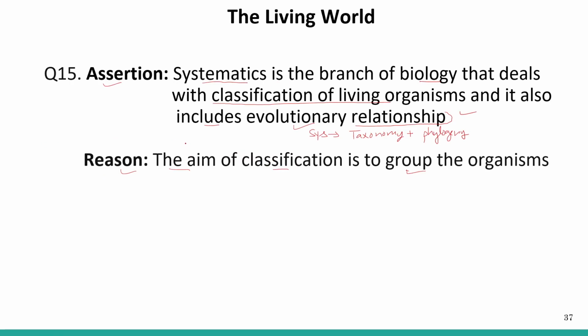Coming back to the statements, both statements are correct, but the reason, R, is not the explanation. It is not explaining anything about the assertion. It is only saying that the aim of classification is to group the organisms, but it is not telling you anything about the evolutionary relationship, that systematics also includes evolutionary relationships.